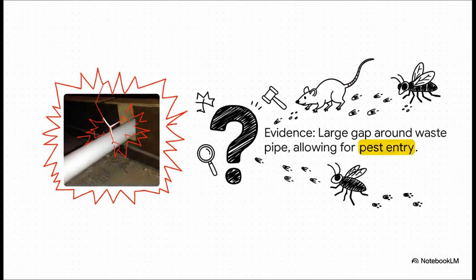Right. Last example for this section. Look at this, a big unsealed gap around a waste pipe. For any EHO, that's a massive flashing red light. It's basically a welcome mat for pests to just waltz right into the kitchen. So what's the specific contravention we're looking at here?